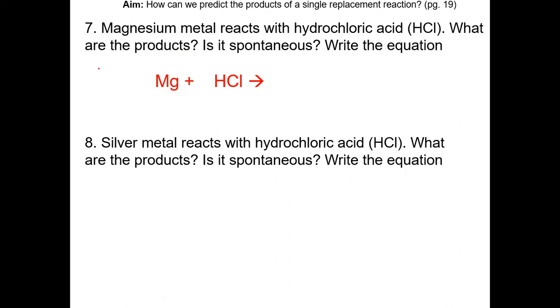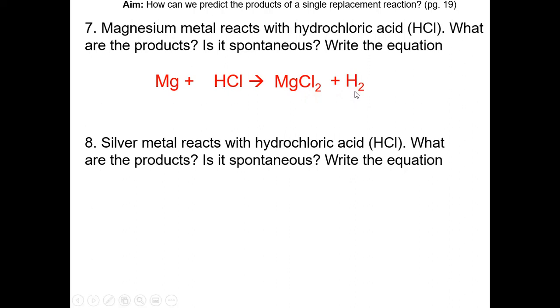So magnesium will bond with chlorine to form an ionic compound. To figure out the chemical formula between magnesium and chlorine, we have to use the crisscross method. Magnesium has a charge of +2, chlorine has a charge of -1. So we crisscross the charges, we get MgCl2. Hydrogen was displaced by the magnesium, and hydrogen is a diatomic element, so it will be H2. So the products are MgCl2 and hydrogen gas.